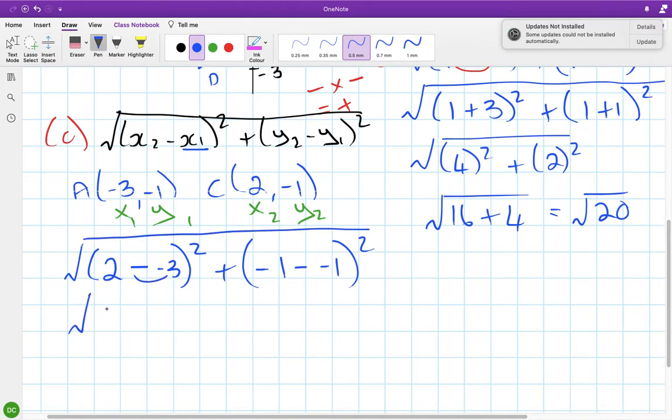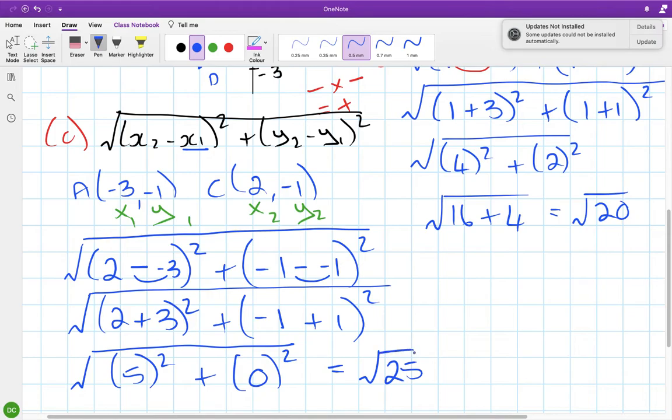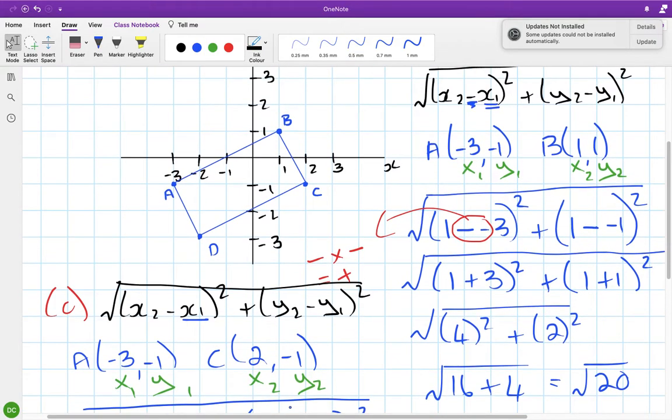Now the two minuses here are going to make a plus, 3 squared plus, now this minus is there, these two make the plus, and then 1. 2 and 3 is 5 squared, plus minus 1 plus 1 is 0 squared. So that is 25 for 5 squared, and 0 is just 0, and then that's 5 for the diagonal AC.